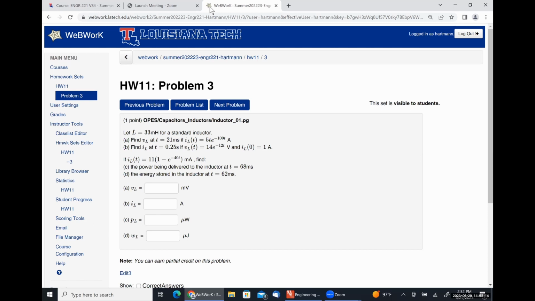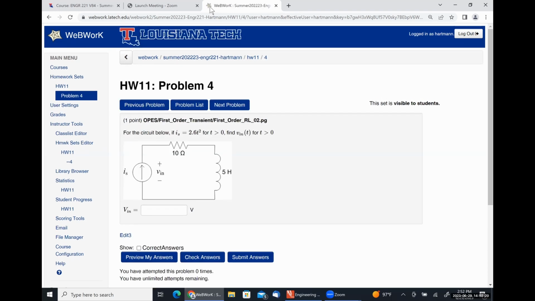By the way, if you want me to stop and take a look at any of these, I'm happy to do it. Let's see here. Problem 4, this one tends to throw you guys for a little bit of a loop for whatever reason. So let's take a look at this one.